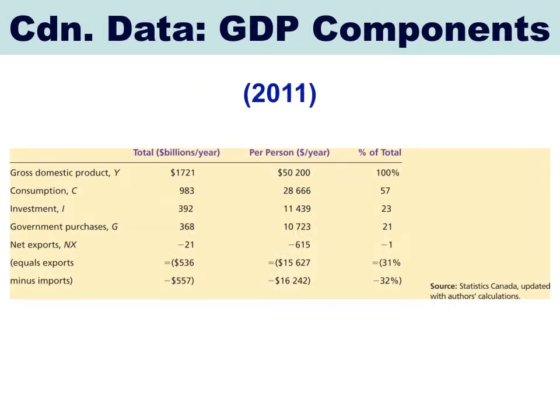And you might remember the percentages. So consumption is 57% of our economy. Investment is 23%. Government purchases are 21%. And net exports are negative 1%, which means that we import a little bit more than we export. We can see that 31% of our economy is exports and negative 32% is imports. So actually in Canada, about 1/3 of our economic activity is trade. You can see how important trade is to Canada.